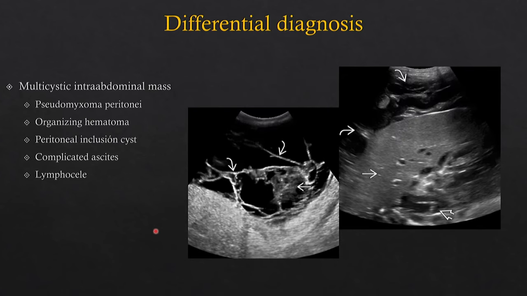So we can establish a differential diagnosis between many pathologies, and I just write down here the 5 most common multicystic intraabdominal masses that we can evaluate in a patient that can present with these features in the CT. So we are going to review briefly pseudomyxoma peritonei, organizing hematoma, peritoneal inclusion cyst, complicated ascites, and lymphocele.